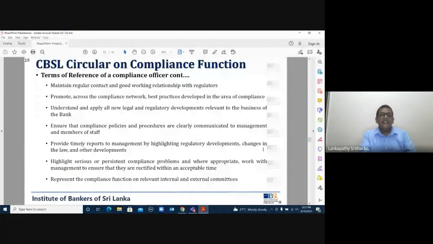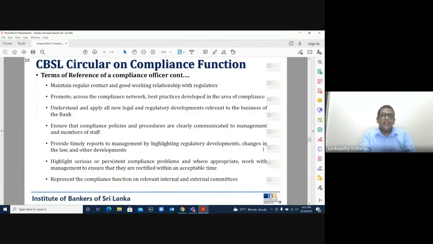Another one is maintain regular contact and a good working relationship with the regulators, of course. Actually, some banks have a very good relationship with the regulators and they are just getting benefited. So maintaining a good relationship with the regulator is one of the terms of reference of the compliance officer. Promote across the compliance network best practices developed in the area of compliance.